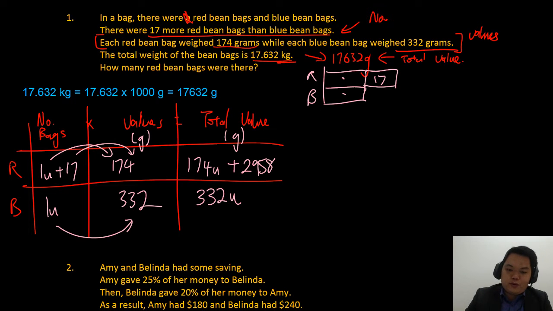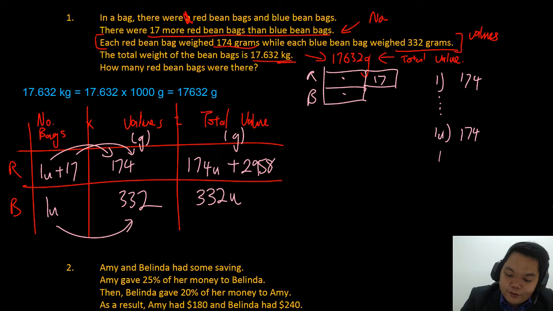So how do you visualize this? If you have 1 unit of red bags, let me just adjust this first, and you have 17 more.